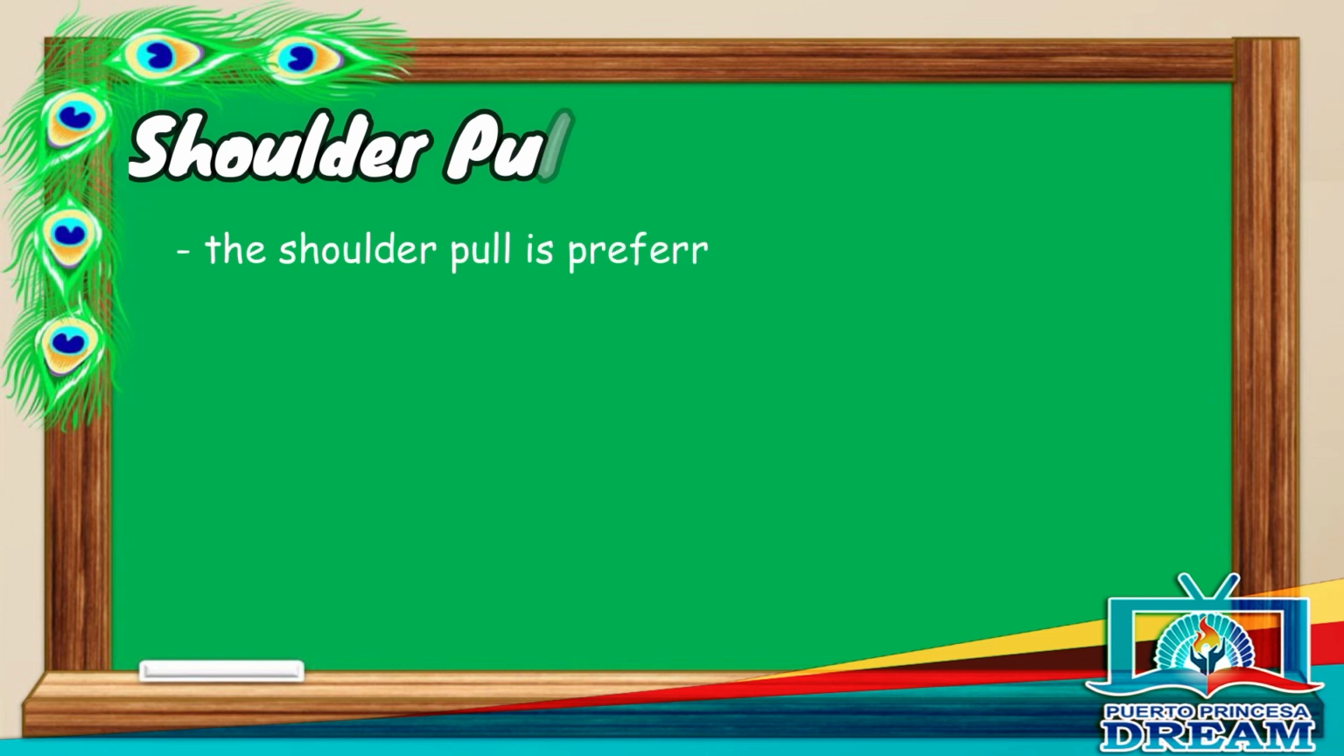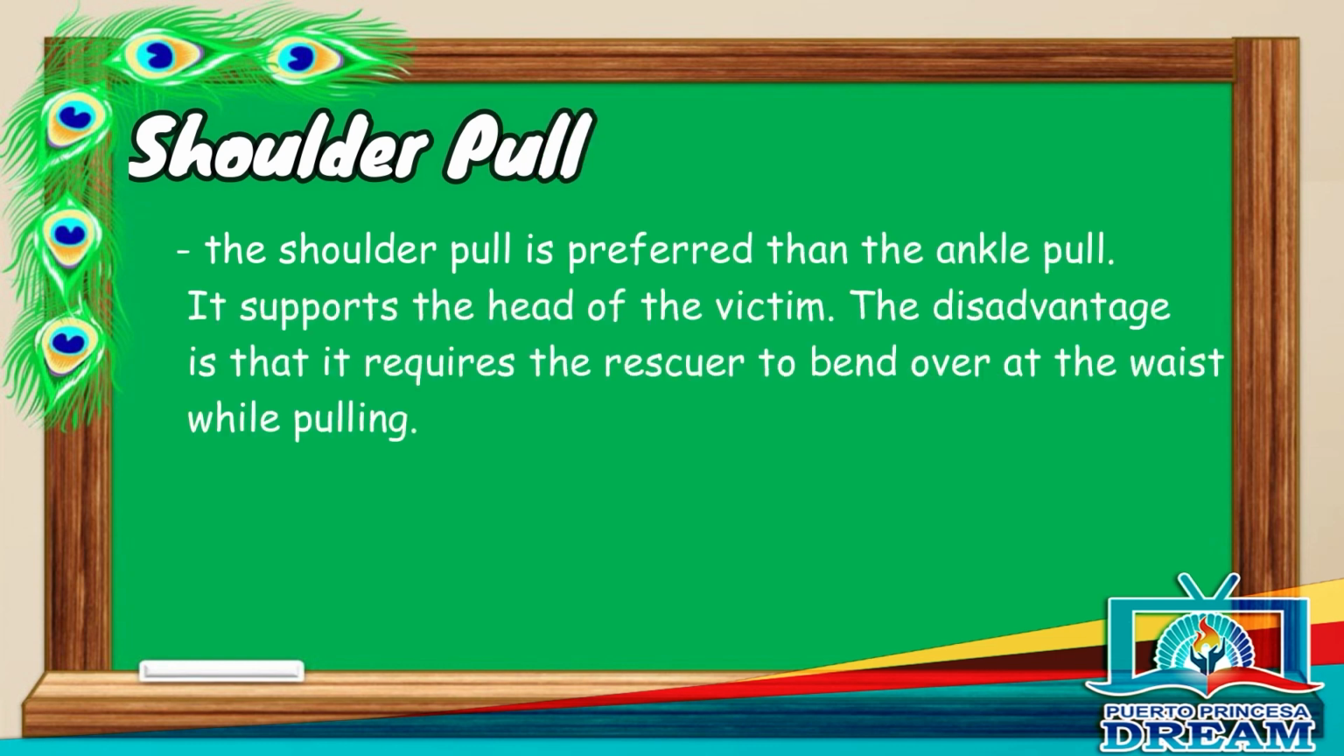Shoulder pull. The shoulder pull is preferred over the ankle pull. It supports the head of the victim. The disadvantage is that it requires the rescuer to bend over at the waist while pulling.